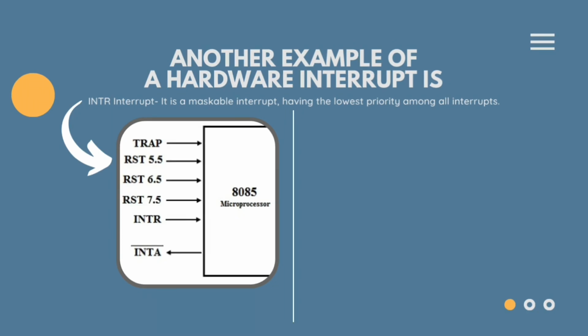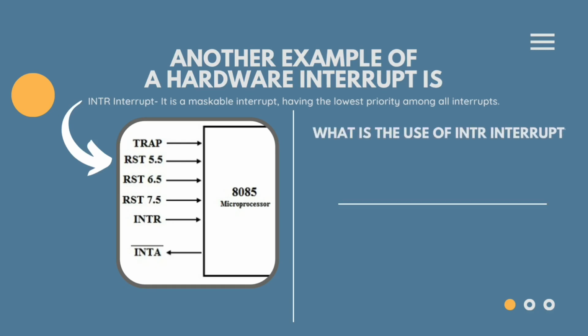Here is one question: what is the use of the INTR interrupt? The INTR is a maskable interrupt because the microprocessor will be interrupted only if interrupts are enabled using the set interrupt flag instruction, and it will not be interrupted if disabled using the clear interrupt flag instruction. The INTR interrupt is activated by an input-output port.